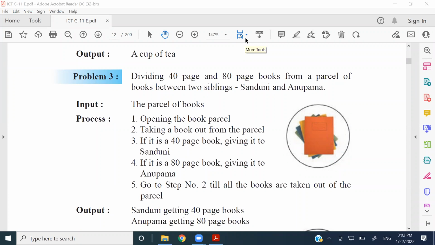If we take the first condition, whether the book is a 40-page one or not, if it is a 40-page, it goes to Sanduni. If it is not, it goes to Anupama. If we take the condition whether the book has 80 pages, if it is yes, it is going to Anupama. If it is not, it is going to Sanduni. So at the end of the algorithm, Sanduni is going to have the 40-page books and Anupama is going to have the 80-page books.